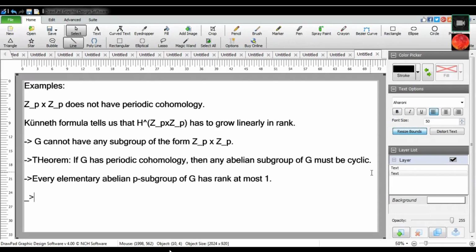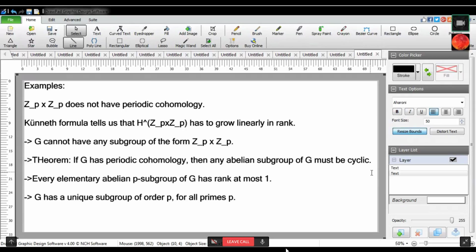From this we follow that G has a unique subgroup of order P for all primes P. Why? Well, we know if you do some group theory that one of these groups has to be in the center. And if you have two such subgroups, then you have a direct product of the form which we have here above. And this can't be. So we can only have one P subgroup for any prime P.